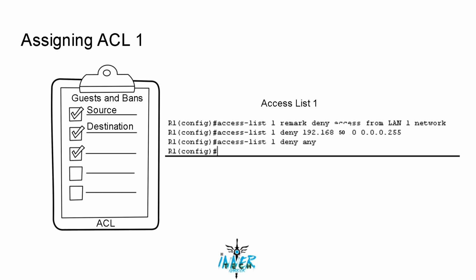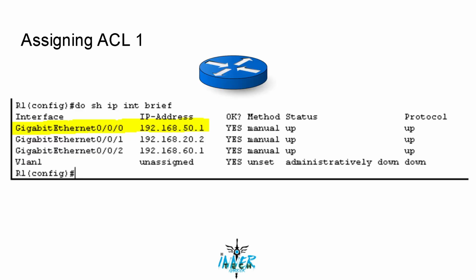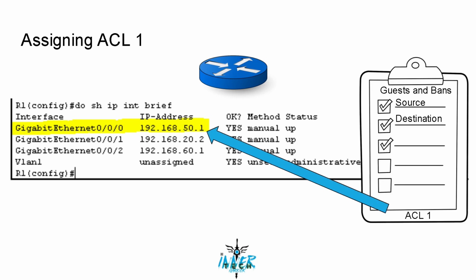Now that we built out the access list, which we called access list 1, we need to assign that access list to an interface. The source we're trying to block is the 192.168.50.0/24 network. That network is connected to router 1's interface G0/0/0, which has the default gateway for that network configured, which is 192.168.50.1, which is how we can tell that that interface is related to that network. So we'll want to apply our access list 1 to the G0/0/0 interface.